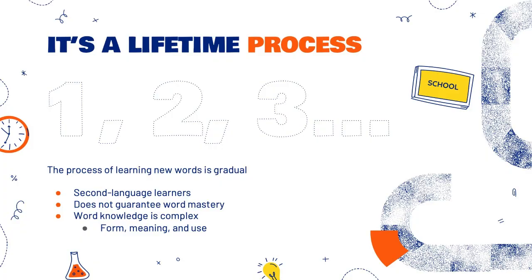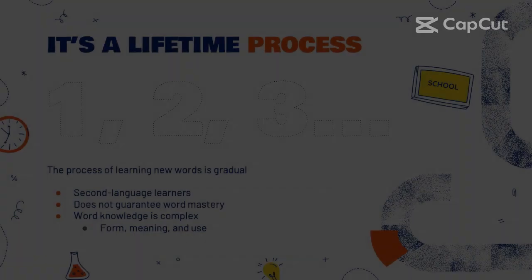Let's start! The process of learning new words is gradual. A lifetime may be necessary for development of vocabulary, particularly for second language learners. Although it's a crucial initial step, simply learning the meaning of new words does not guarantee word mastery, because word knowledge is complex and comprises the three factors of form, meaning, and use. Second language learners must be familiar with a wide range of word properties.